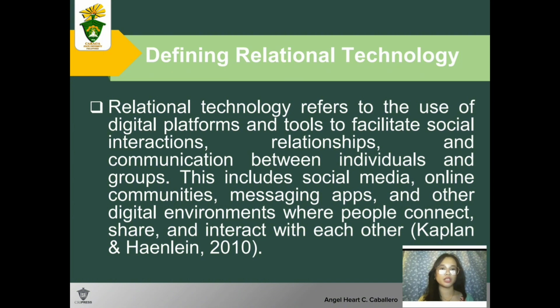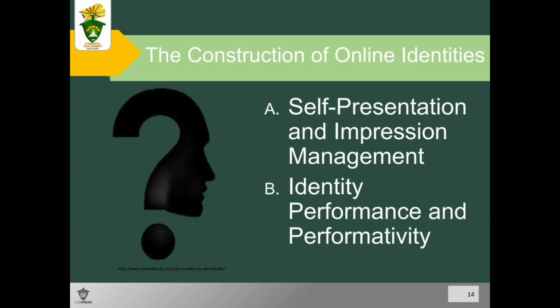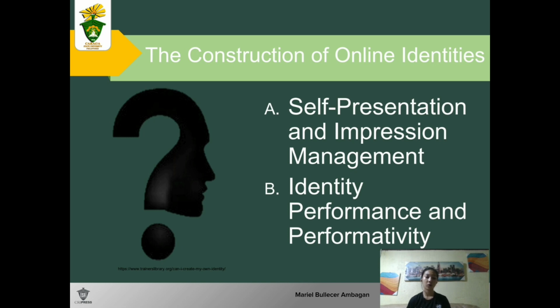Let us now proceed to the construction of online identities. There are two aspects. First, self-presentation and impression management. When we are online, we usually show the best part of ourselves. We choose what to post so people see us a certain way. That is called self-presentation. It is like saying, "This is who I want you to think I am."